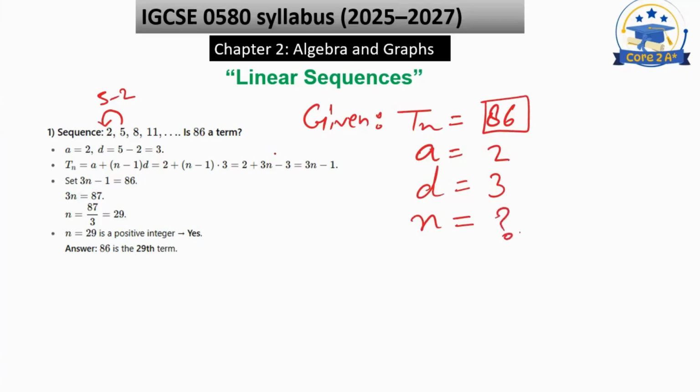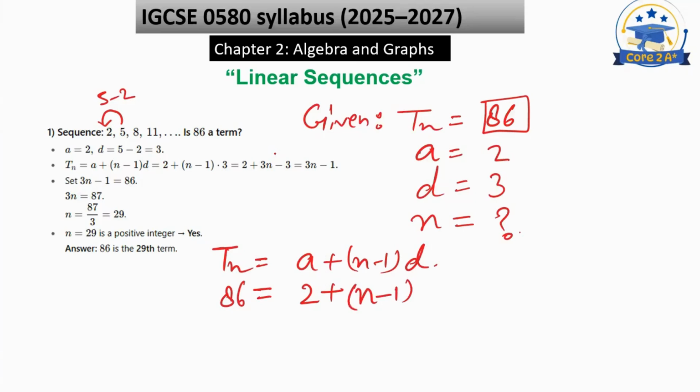And you know the formula very well. Tn equals A plus (n minus 1) into D. Put the value, get the answer. 86 equals A, which is 2, plus n. We don't know the position of 86, so just put it down. D, the common difference, is 3. 86 equals 2 plus 3n minus 3. 86 equals 2 minus 3, which is 3n minus 1, right?